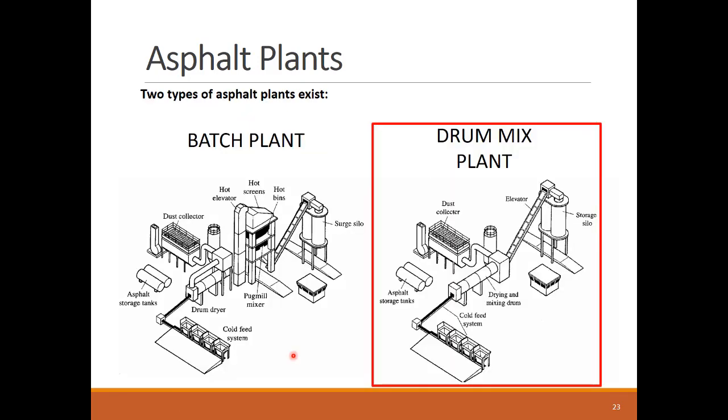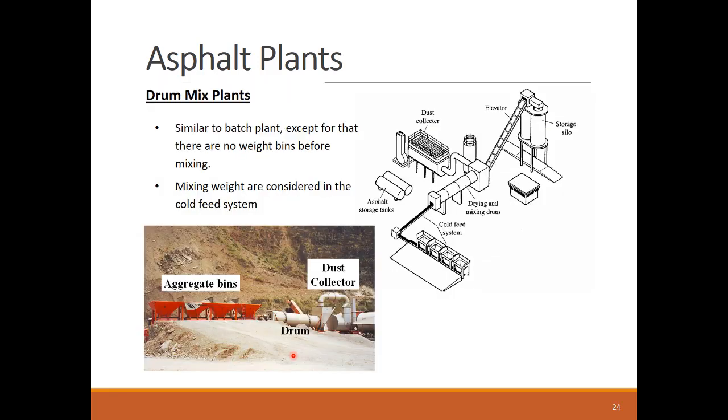Let's now see how drum mix plants are different. They are similar to the batch plants, but we see there's something missing. Yes, it's the mixing tower. The sieving, weighing, and mixing functionalities of the tower are now done by the drum and the cold feed system. In the cold feed system, the aggregate is weighed and sieved per the mix design requirement, considering the moisture content already existing in the bins. The drum here performs both drying and mixing.